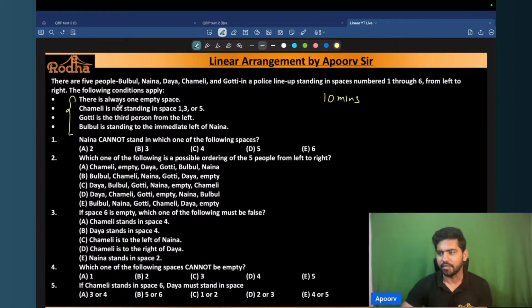KD sir will come in R5? I'm not sure about that as of now, Ronak. I'm not sure. Yeah. As of now, we have the latest batches R4, which has Nikita ma'am. So yeah.